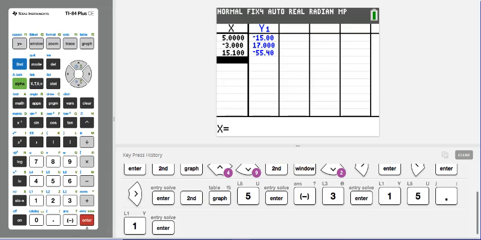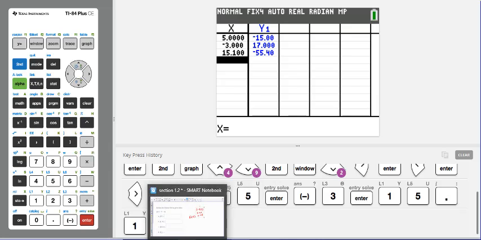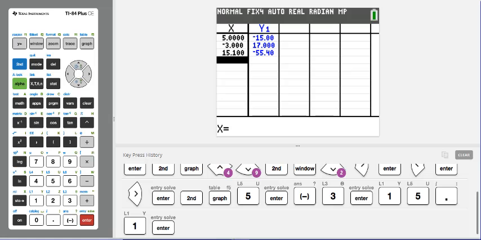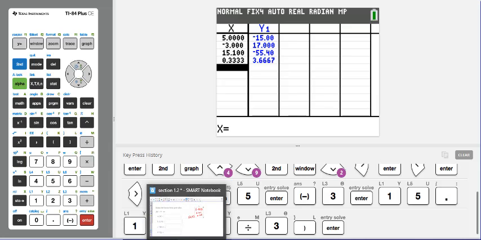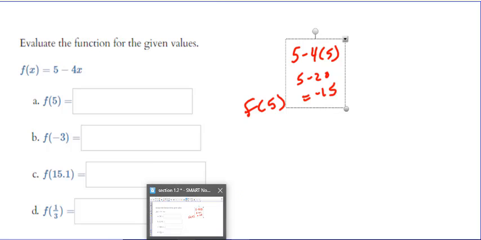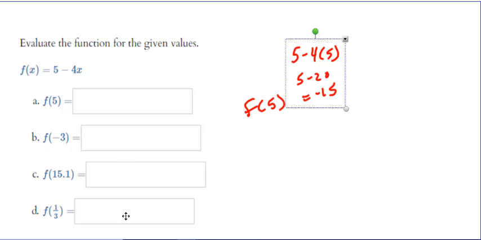15.1, enter. And let's grab the last one, 1/3. Now, how do you put a fraction? Just do parentheses, 1 divided by 3, close parentheses, and hit enter. Now you have all of the x values that it wanted and the outputs that are the answers for those. So you could put those all in right there. Now let's do another one just for you to see this.